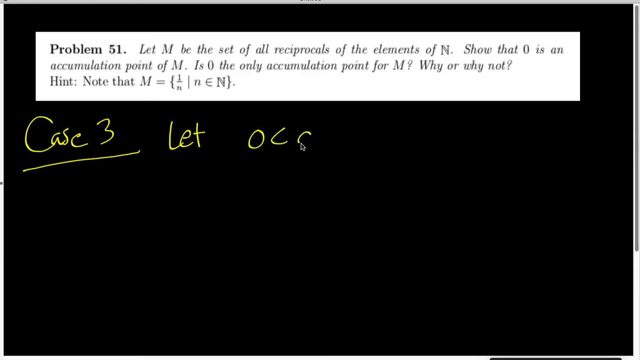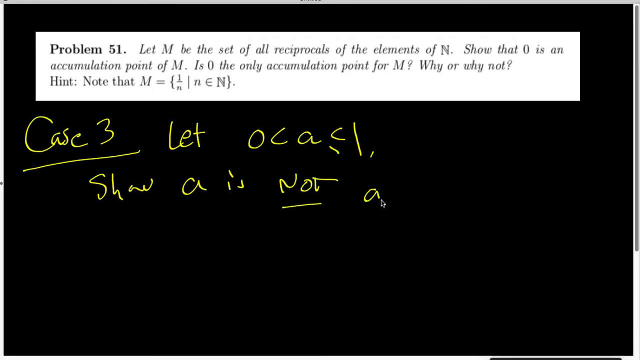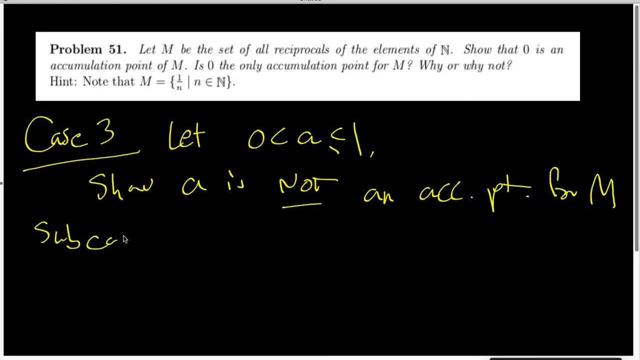So we are now looking at case 3. What we want to do is let A be any number that is strictly bigger than 0 and less than or equal to 1. And we need to show that A is not an accumulation point for the set M. Now, I want to break this into 3 sub-cases. Right now, I want to be thinking about a very special sub-case. What happens if A is actually equal to 1?